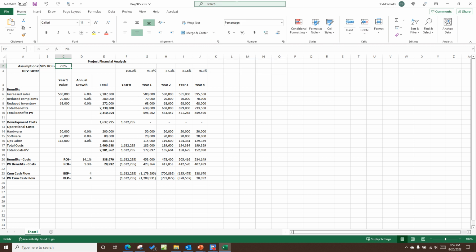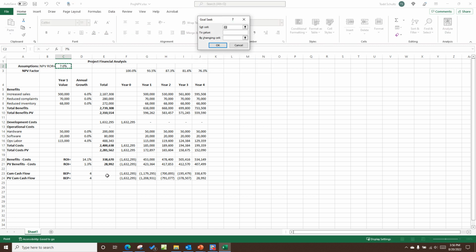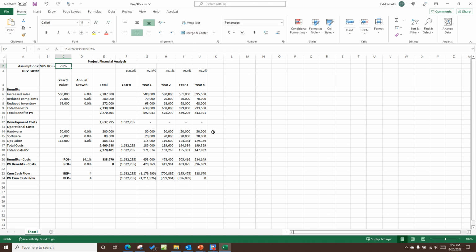Goal Seek again, and we'll do it. I want that set to 0, but you could put, how do I make it 1,000? And then changing that cell. It came up with the same number, but if I do OK, it leaves that in there. All right, so that's a way to use Goal Seek.